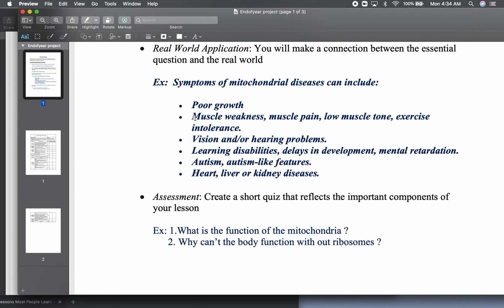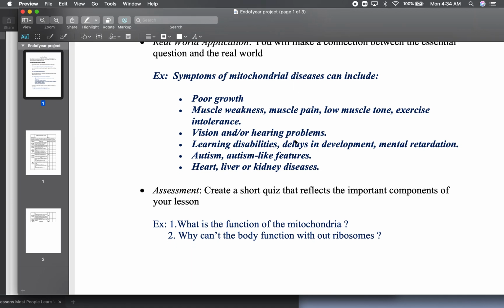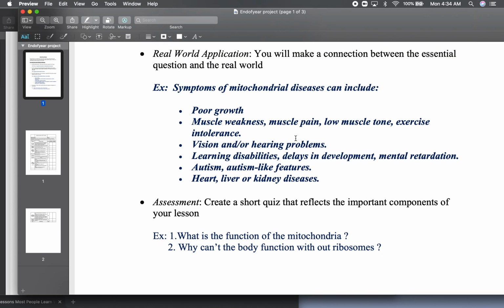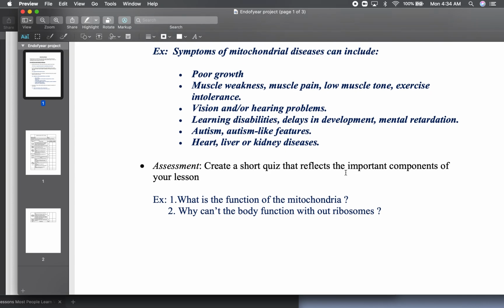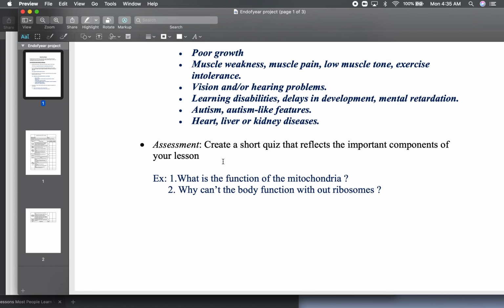For this example, I chose to talk about the symptoms of mitochondrial diseases: poor growth, muscle weakness, muscle pain. These are all examples of the effects of a disease within the mitochondria. So it's very important that in your PowerPoint, you are not only giving us the facts, but you're also backing it up. Last but not least, your lesson must include an assessment.